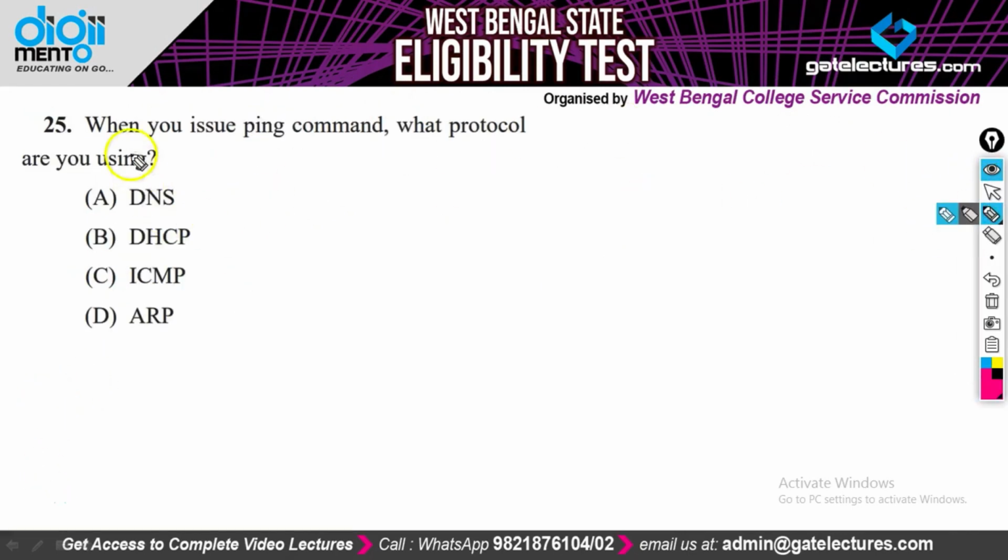So here we have a question from networking. They are asking, when you issue the ping command, what protocol are you using? DNS, DHCP, ICMP or ARP? Okay, so let's check out the options and then I'll tell you which one is the correct answer.